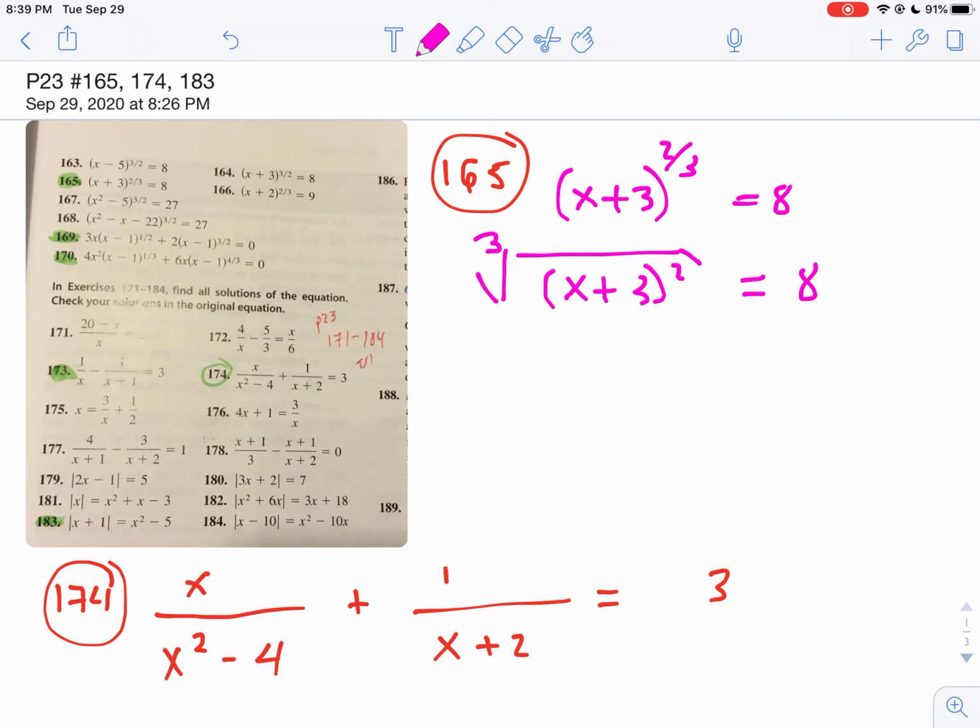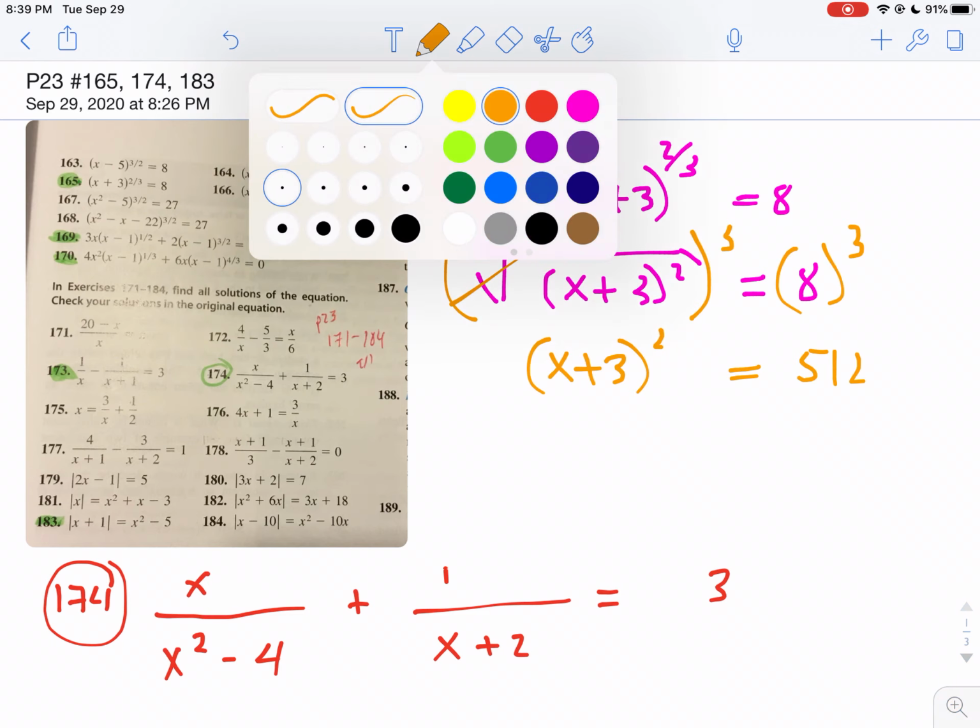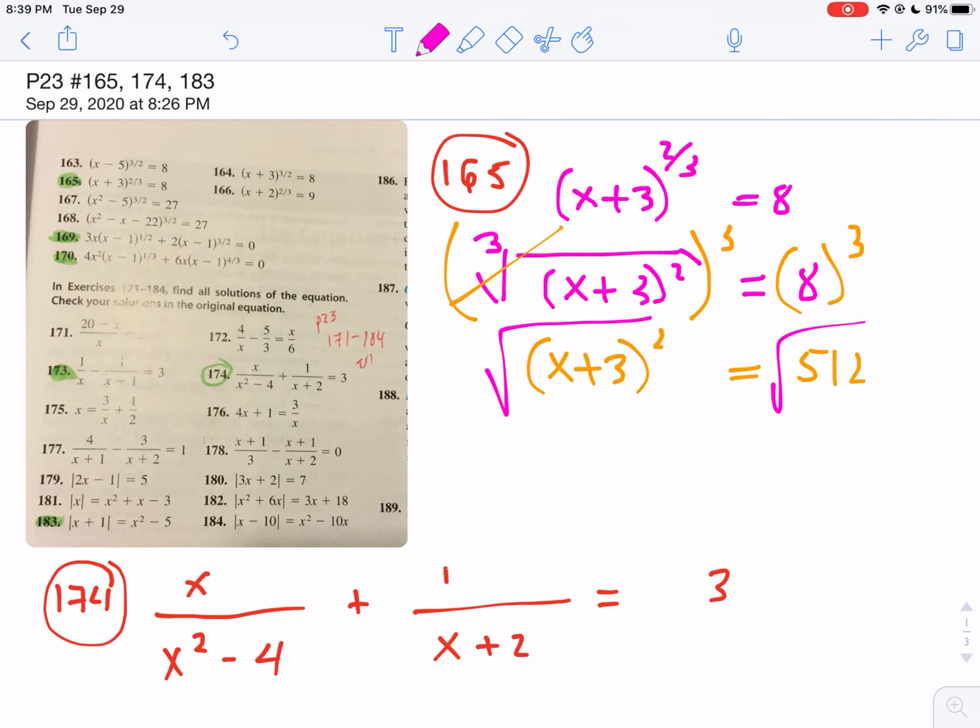And so what I'm going to do is raise everything to the third power. That will undo the third root, and I will have my x plus 3 squared equal to 512. Now if I take the square root of both sides, I get my x plus 3 equal to plus or minus 16 radical 2, and I essentially get the same answer that I did before, but it's much faster this way, I think.